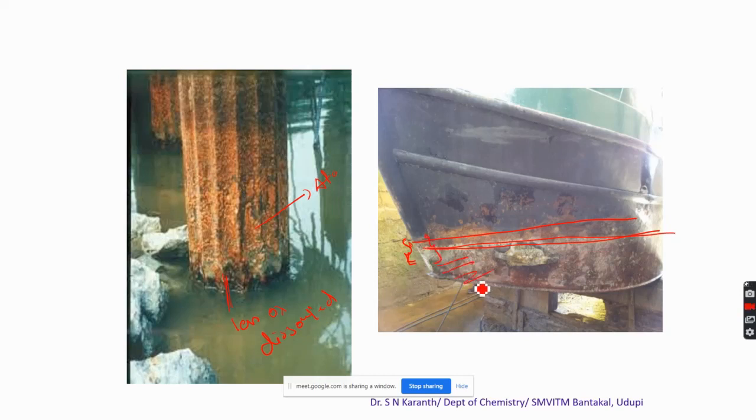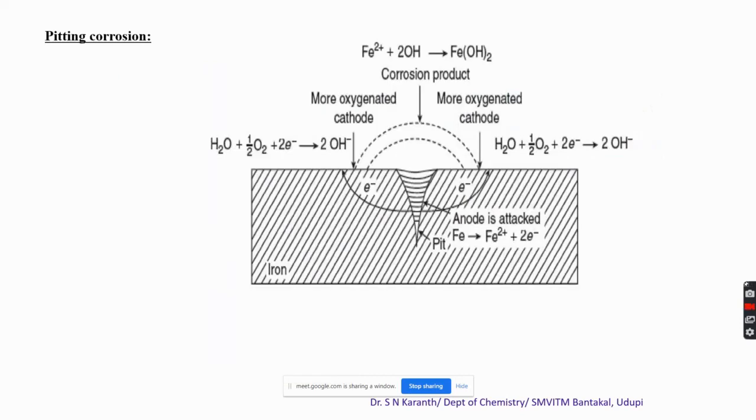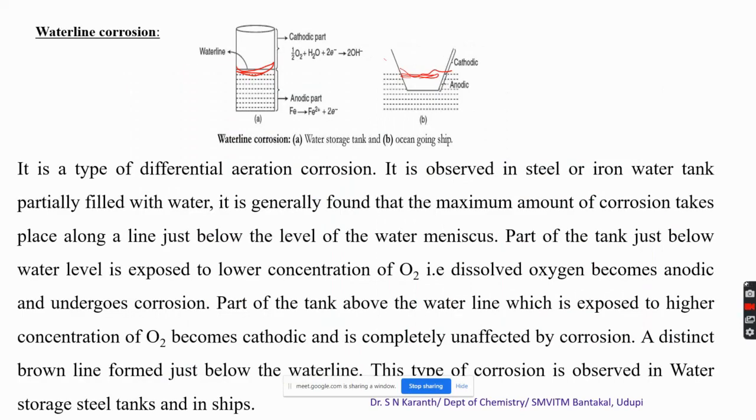Whereas the below part is completely exposed to the dissolved oxygen, the above part is completely exposed to the atmospheric oxygen. In that particular range, a change in the concentration of oxygen is observed. As a result, waterline corrosion is developed. Okay, and the third category of corrosion is what we call waterline corrosion. It is a type of differential aeration corrosion.